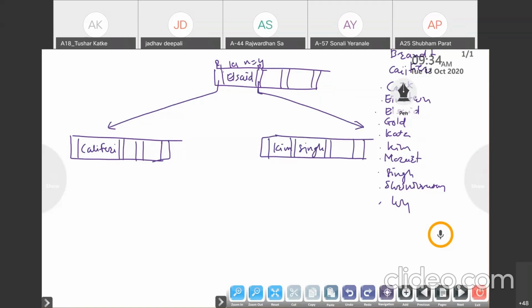Now we move towards the leaf node. Now Calipari, there is a single value before Calipari, that is Brandon. So this pointer points to the records or the search key which are less than Calipari, that is Brandon. Now this pointer points to the subtree which is greater than or equal to Calipari.